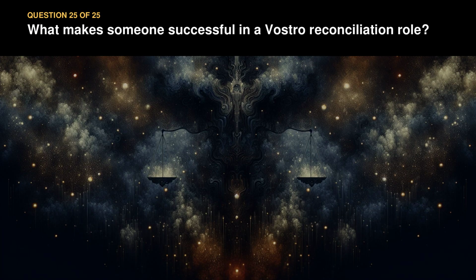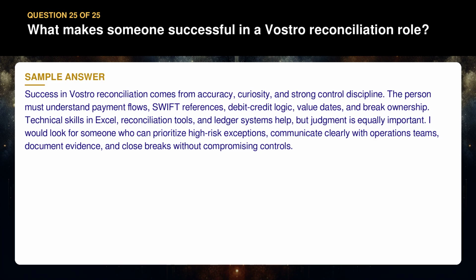Question 25. What makes someone successful in a Vostro reconciliation role? Success in Vostro reconciliation comes from accuracy, curiosity, and strong control discipline. The person must understand payment flows, SWIFT references, debit-credit logic, value dates, and break ownership. Technical skills in Excel, reconciliation tools, and ledger systems help, but judgment is equally important. I would look for someone who can prioritize high-risk exceptions, communicate clearly with operations teams, document evidence, and close breaks without compromising controls.